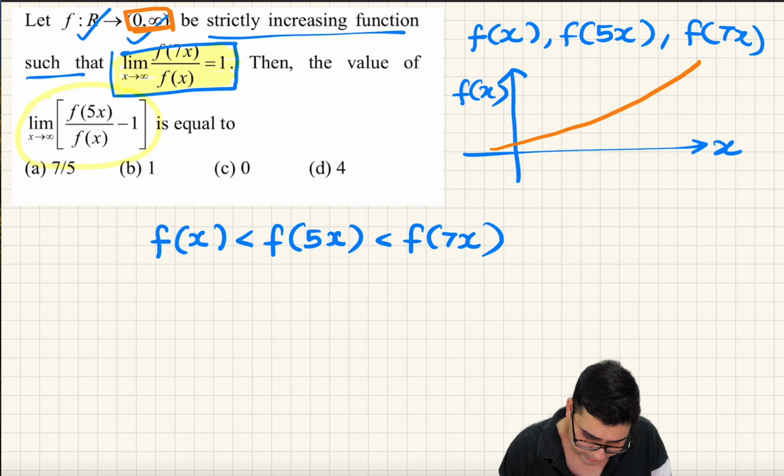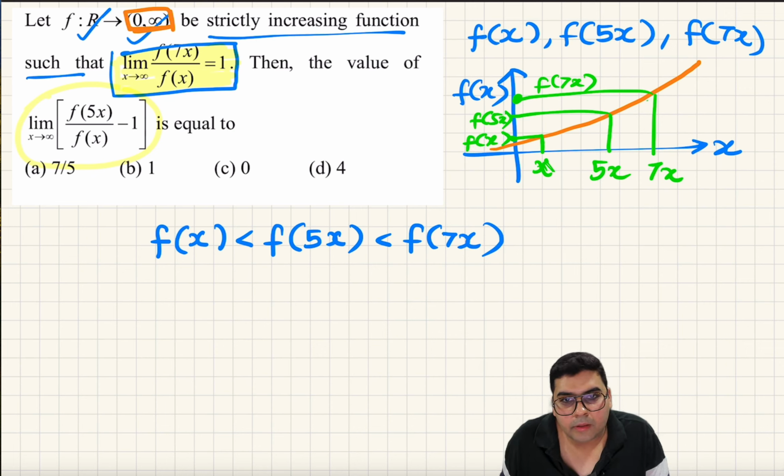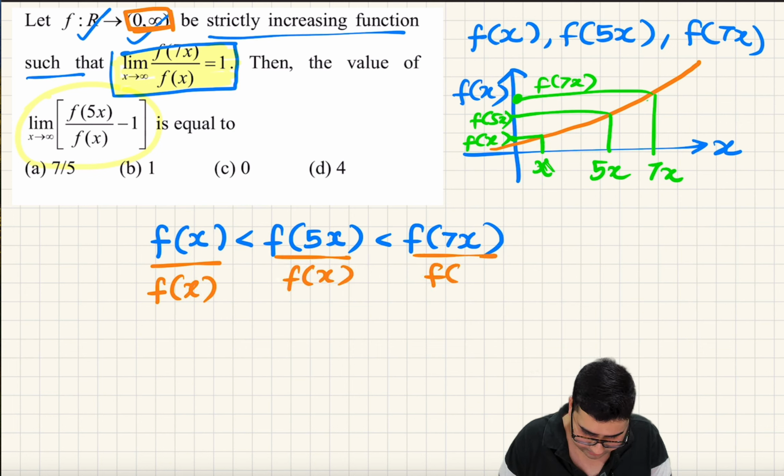And it is clear from this graph that if this is x, maybe approximately this can be 5x, and approximately this can be something like 7x. So obviously it's clear that 7x's value, this is f of 7x, it's larger than f of 5x, and it's larger than f of x. So now to this expression I can divide throughout by f of x, and since f of x is a positive value, sign of inequality remains same.